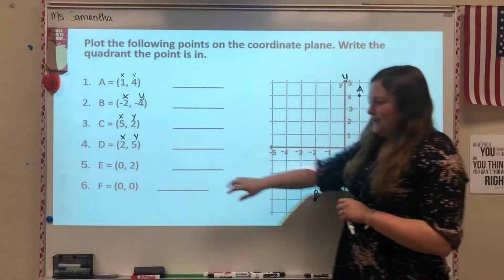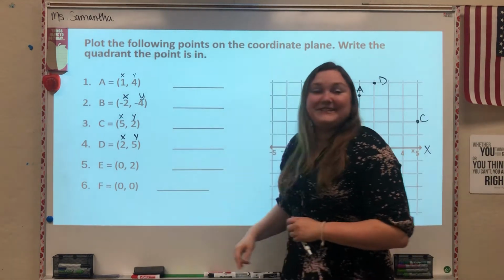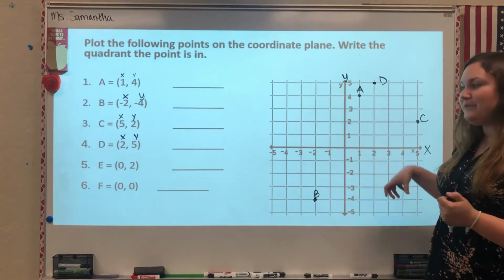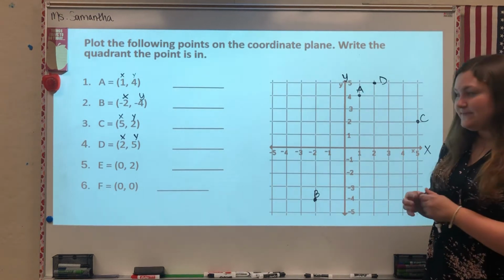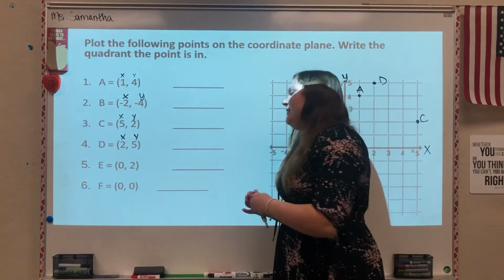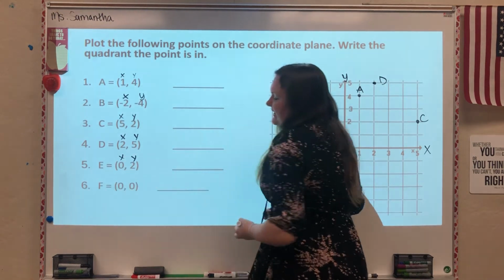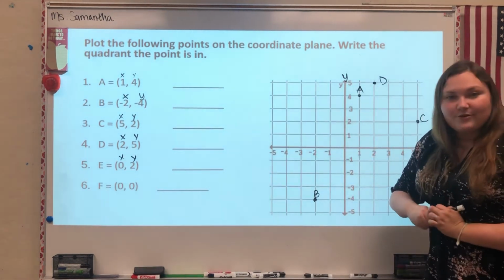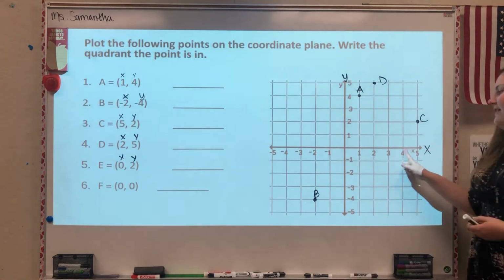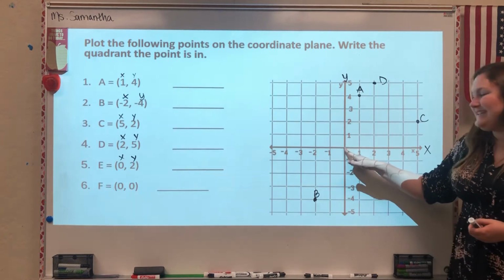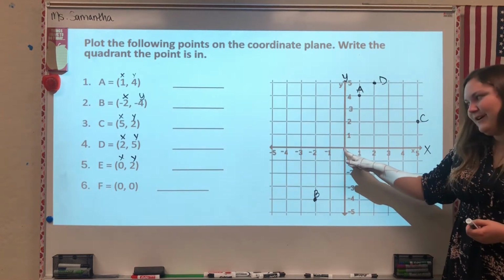With that said, there are 2 last ones we're going to do, and these have zeros in it. Sometimes the zeros can throw students off, so we want to really focus on what a 0 means. So for point E, our x-coordinate is 0, and our y-coordinate is 2. If your x-coordinate is 0, it means on our x-axis, on our horizontal number line, it was here. The point was at 0.